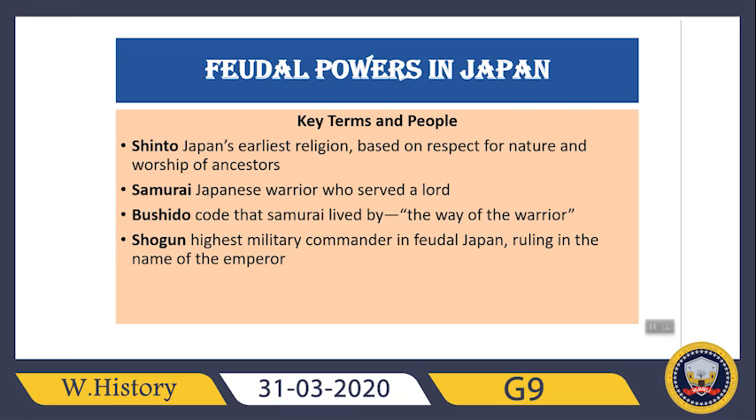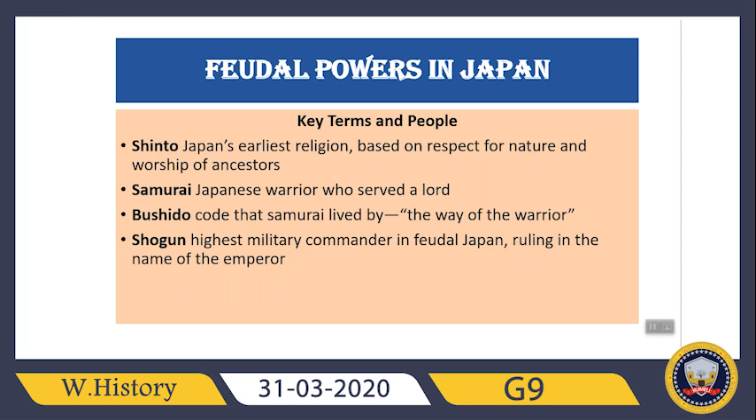Before we start, first a few important terms and names we will see. The first term is Shinto. Shinto is the name of a religion, and it was considered Japan's earliest religion, based on respect for nature and worship of ancestors. Then the next term is Samurai. Samurai is a term used for a Japanese warrior who served a lord and served his honor.